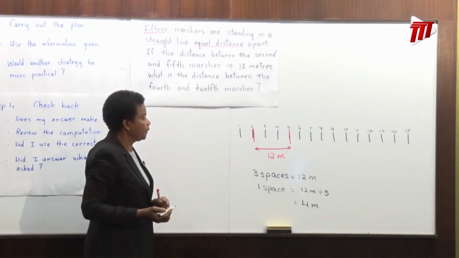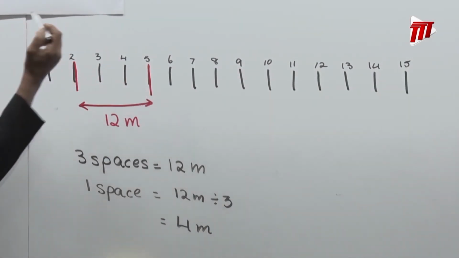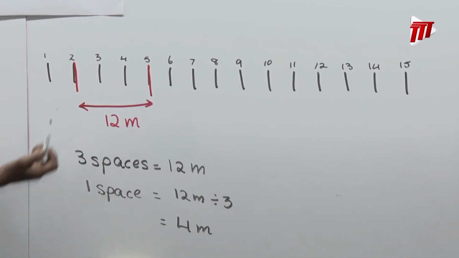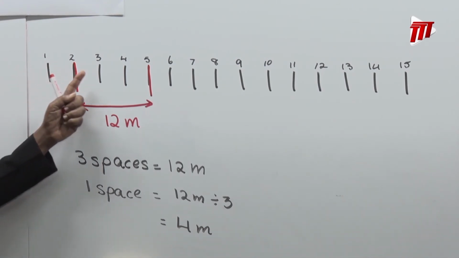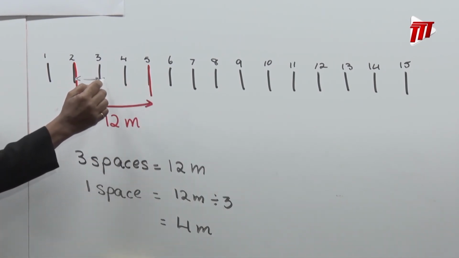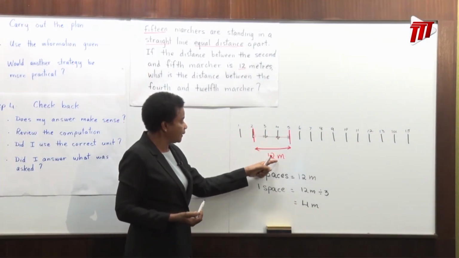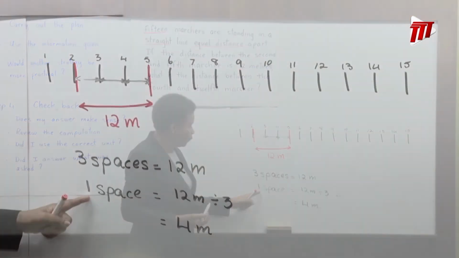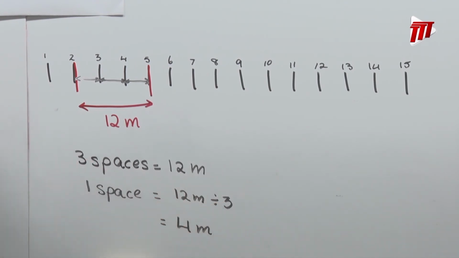Be careful, because you may think from 2 to 5 there are 4 marchers, so you may want to believe that there will be 4 spaces. But this is where the diagram comes in very critical. If there are 4 marchers in a straight line, there will only be 1, 2, 3 spaces. Those 3 spaces add up to 12 meters. Therefore, one space would be 12 meters divided by 3, which is 4 meters. Let's move on to the next step.